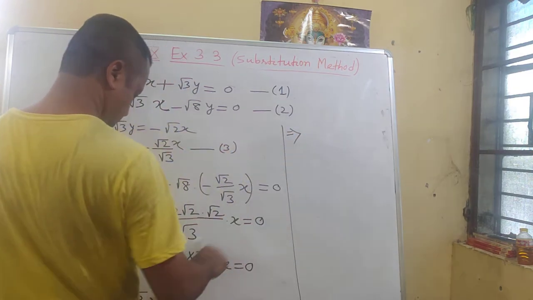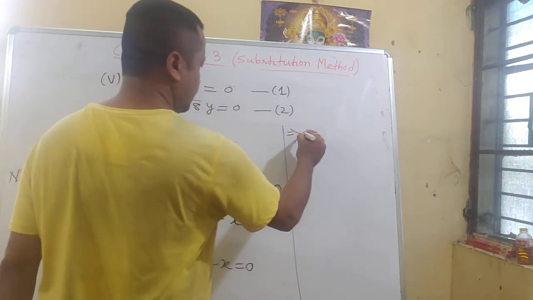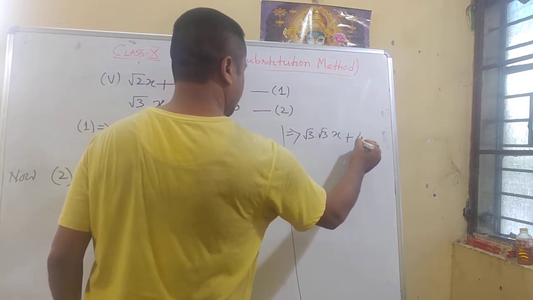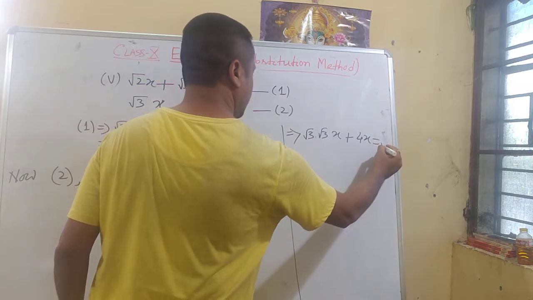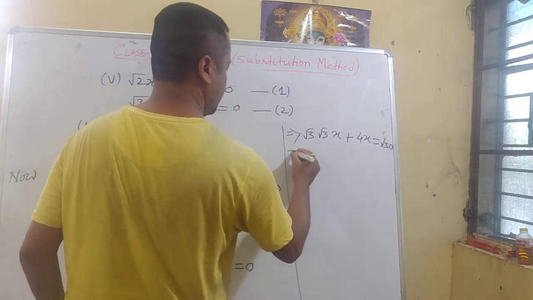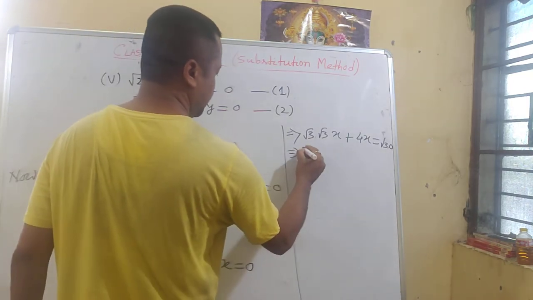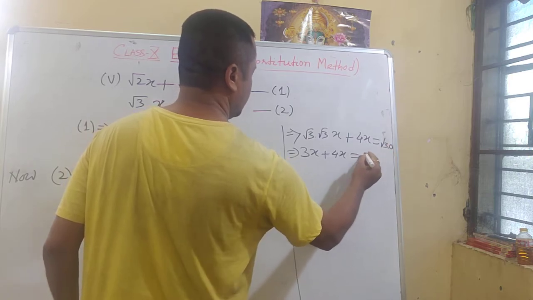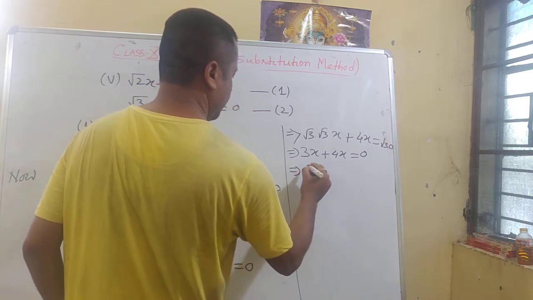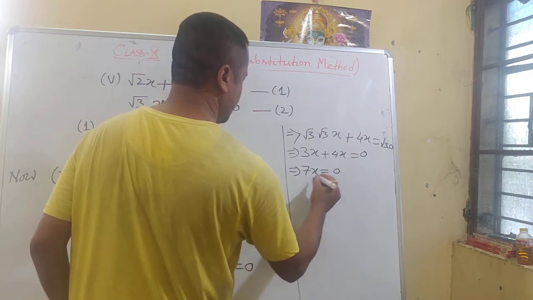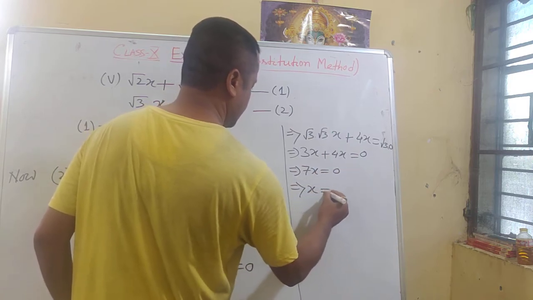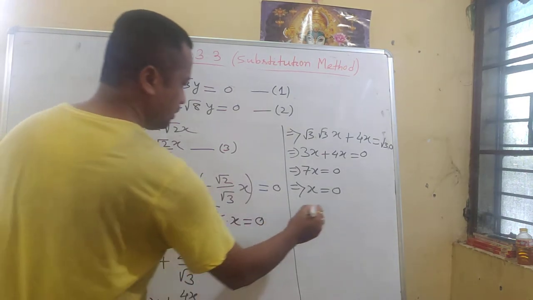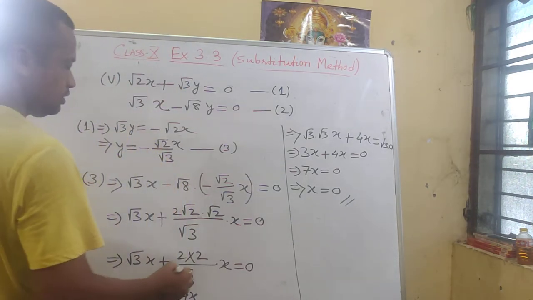Next, multiply both sides by root 3. So root 3 into root 3x plus 4x is equal to root 3 into 0. So root 3 into root 3 is 3, so it is 3x plus 4x, and root 3 into 0 is 0. 3x plus 4x is 7x. 7x is equal to 0, that is x is equal to 0. So one value is found, x is equal to 0.